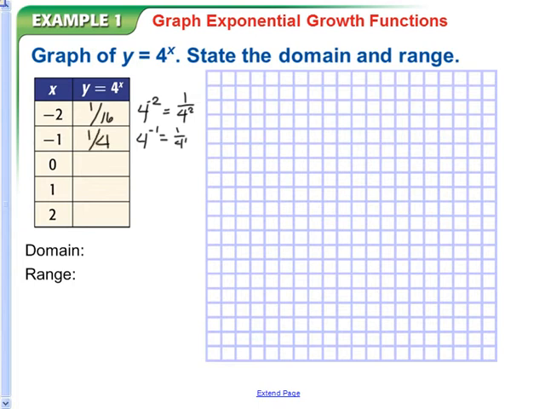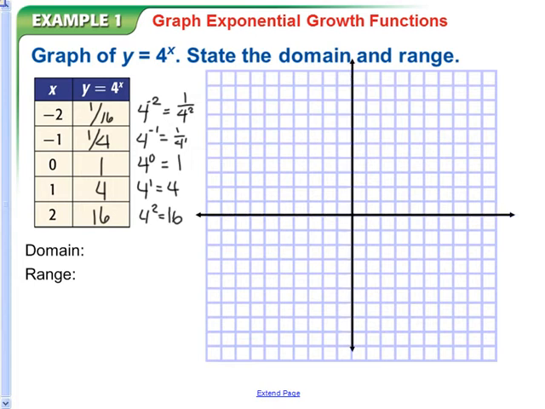That's 1/4. 4 to the 0. Anything raised to the 0 power is always going to be 1. And then 4 to the 1 is just 4. 4 squared is 16. Okay, let's plot these points. So go to your graph paper, draw an x and y axis. And really, we don't have any negative y values, so you didn't really need to make that part of it. But let's plot the points.